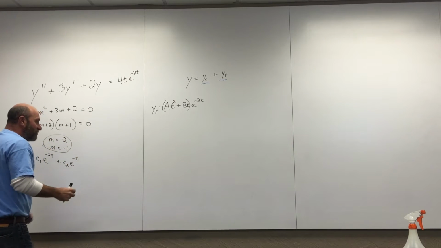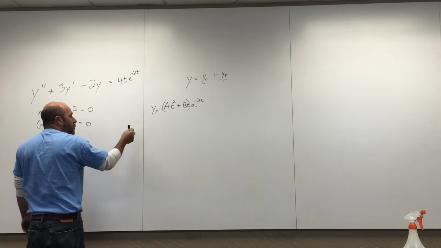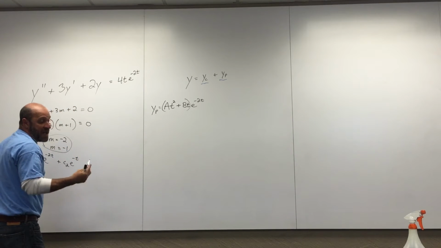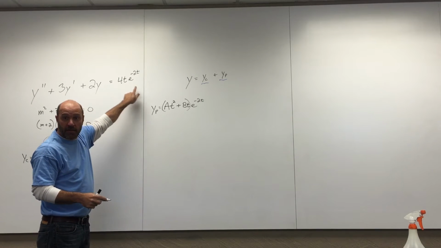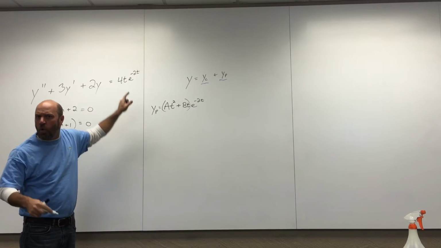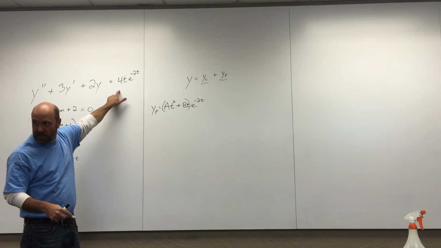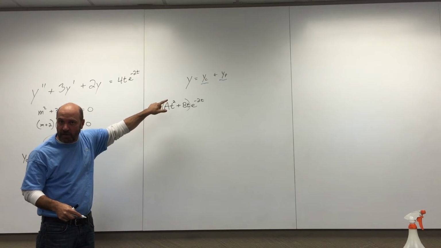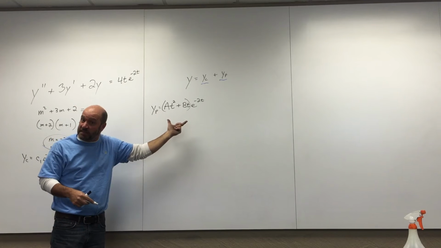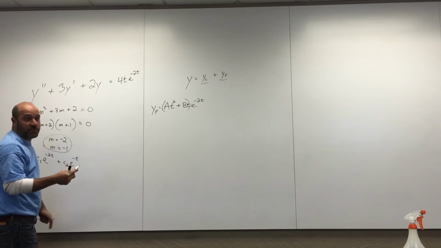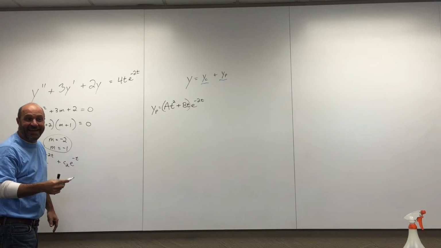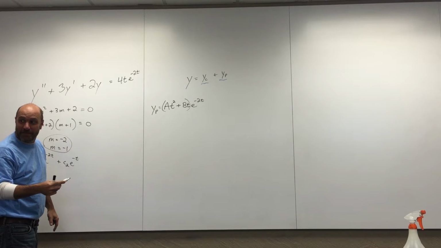So that's my adjusted YP, and that's the official YP. My initial guess was based on what it looked like. I wouldn't have guessed a quadratic. No, it's a linear function times an e to the negative 2t. But because I saw dependency in the YC, I had to make that adjustment. And the adjustment is to multiply by a t, which makes it independent.